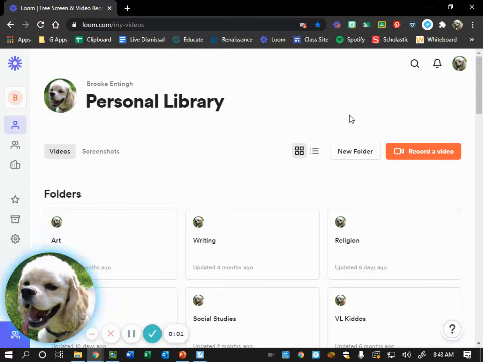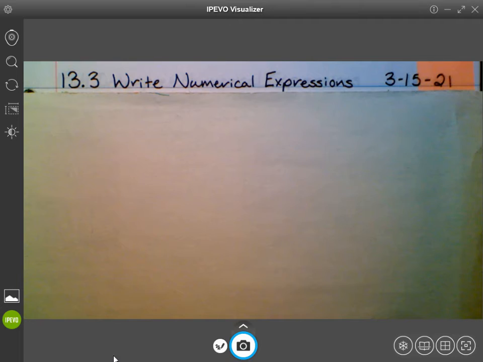All right, we are opened up to the next clean page in our math notebooks. We are titling today's notes 13.3, Write Numerical Expressions. And then today's date, 3/15/21.